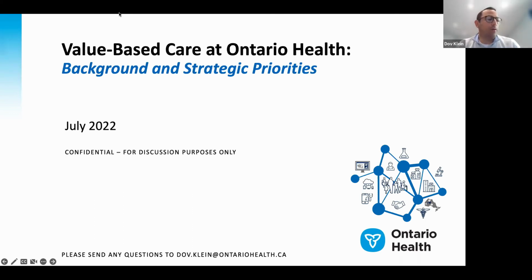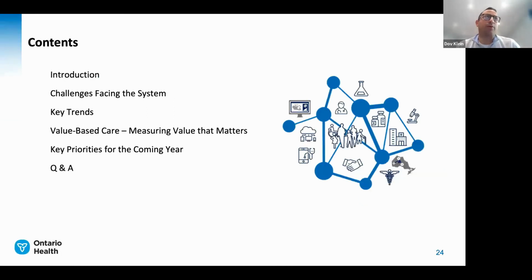Building on what you heard from Howard and Jillian, I thought it would be helpful maybe to share a little bit of some of our thinking around where we want to go and some of our priorities at Ontario Health related to value-based care and what we want to achieve. So if you just go to the next slide, very quickly, we'll take you through these slides. I want to make sure we have time for questions and hopefully discussion.